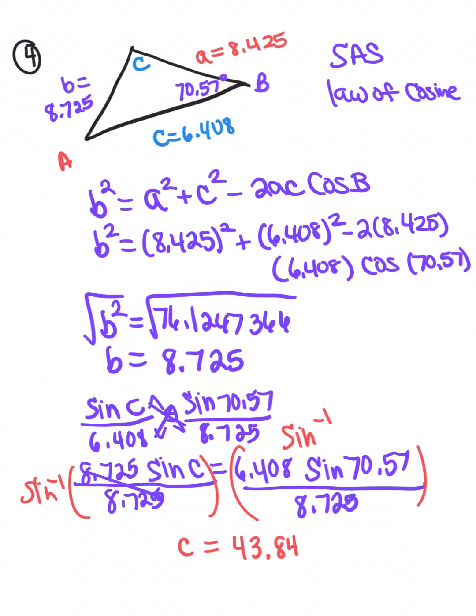And then to find angle A, we're just going to use the concept of the sum of the angles of a triangle adding up to 180. So we have angle A is equal to 180 minus 43.84 minus 70.57, which equals 65.59.